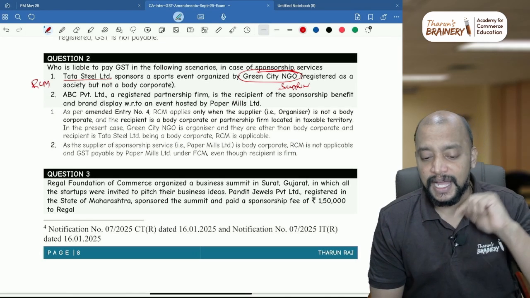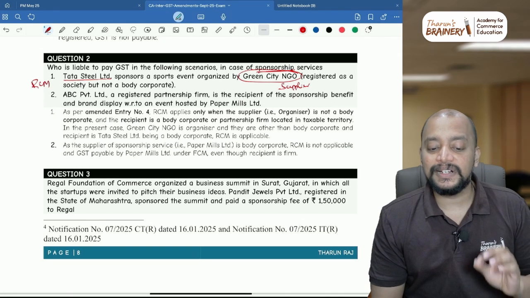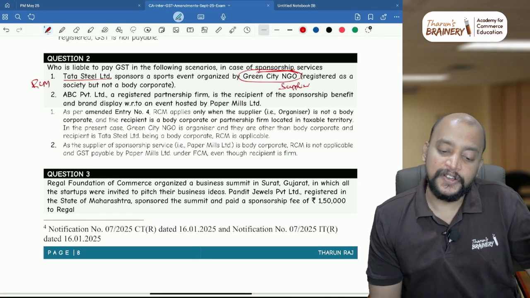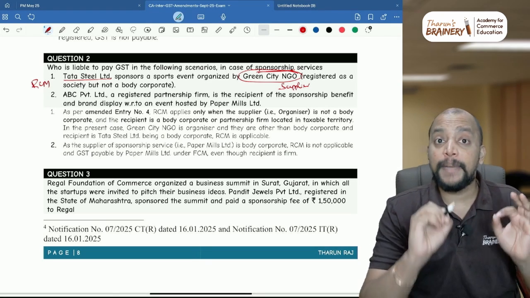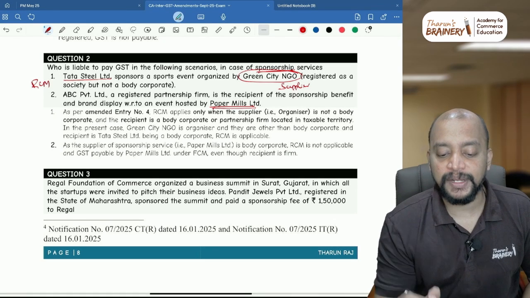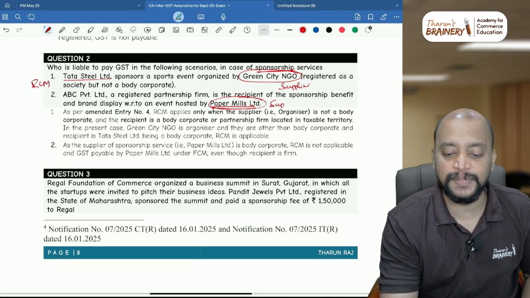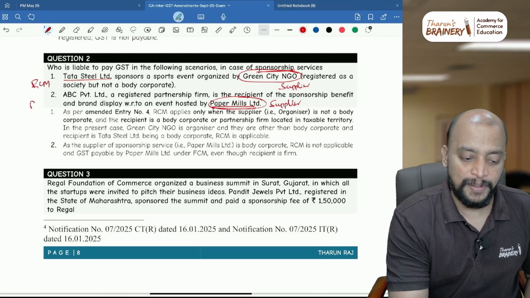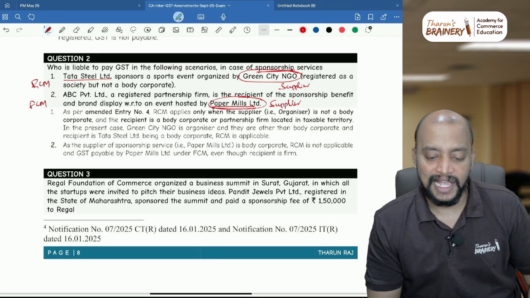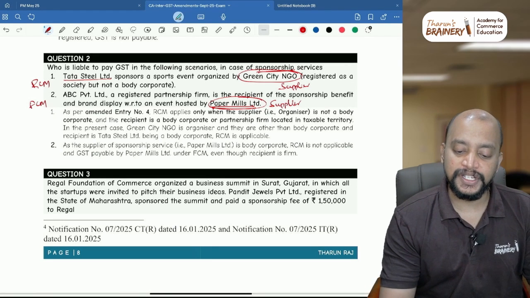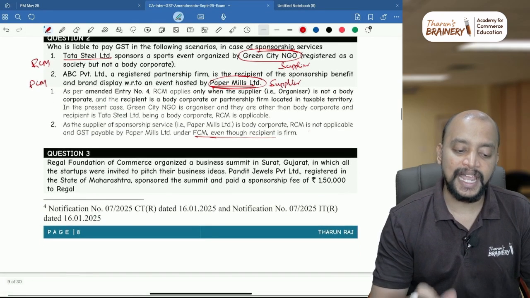So this is as per amendment. Next, second case: ABC Private Limited, a registered partnership firm, is the recipient of sponsorship benefit and brand display with respect to an event hosted by Paper Mills Limited. The one who is hosting the event is the supplier. Paper Mills Limited is the supplier. Supplier is a body corporate, so definitely it will be FCM. As supplier is a body corporate, no need to see further. RCM not applicable and it will be FCM, and recipient can be anyone.